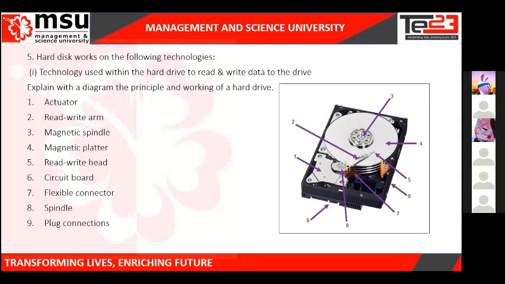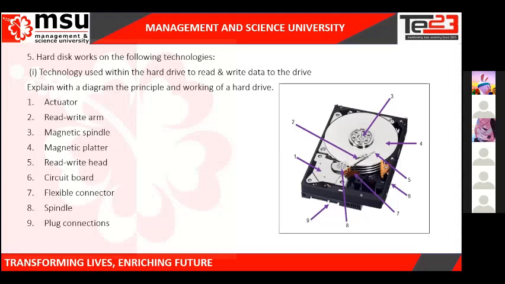So for question 5, we have two questions in it. The first question is the technology used within the hard drive to read and write data to the drive. As in the picture shown, number 1 is the actuator. It moves the read-write arm. In older hard drives, actuators were stepper motors. In most modern hard drives, voice coils are used instead.